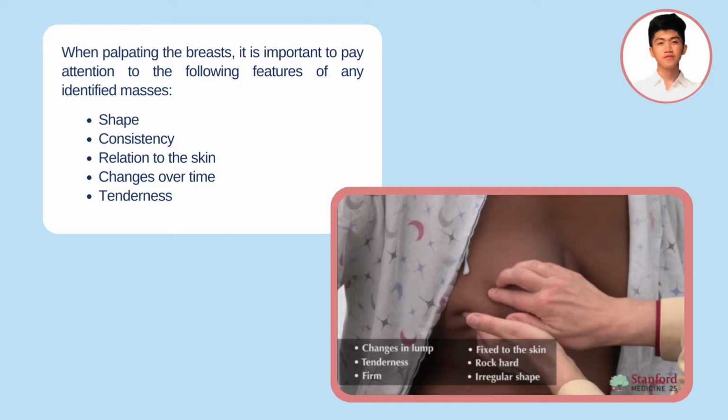Relation to the skin. A lesion that is very fixed to the skin is usually malignant. Changes over time. Rapid changes of a lesion over weeks to months raise suspicions for cancer. Tenderness. Cancerous nodules tend to be non-tender, while benign lesions are often particularly tender. A mass that changes in tenderness during the menstrual cycle is most likely benign.